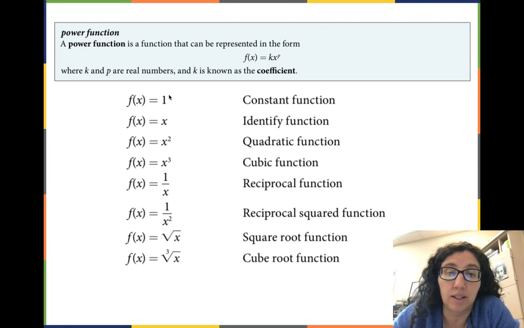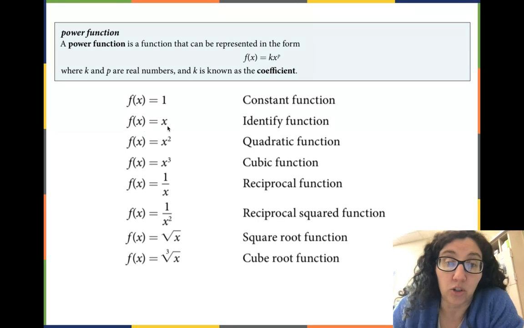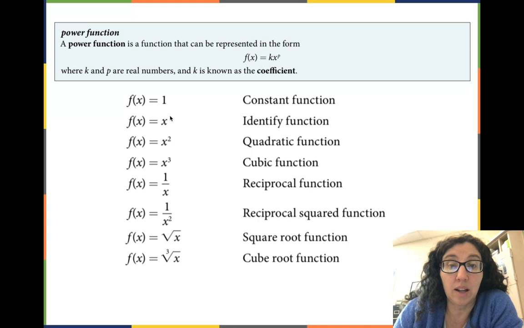So is this a power function? It is. In this case, k would be 1 and p would be 0. Here, the identity function, that is also a power function, right? In this case, k is 1 and p is 1. Quadratic, yep, k is 1, p is 2. Here, cubic, yep, p is 3.